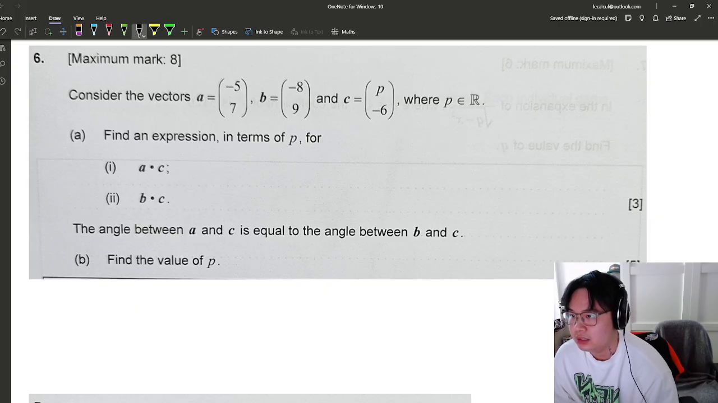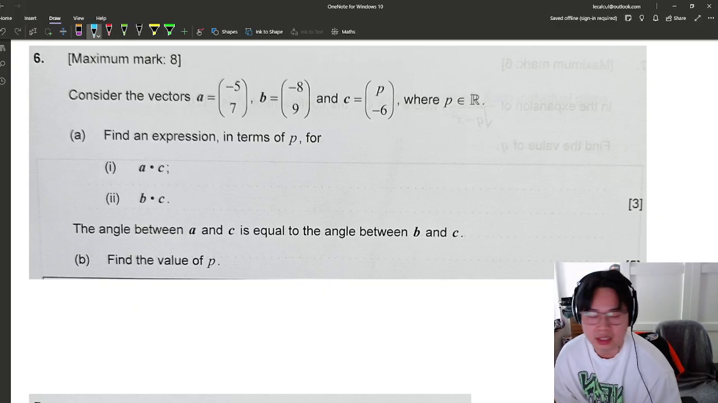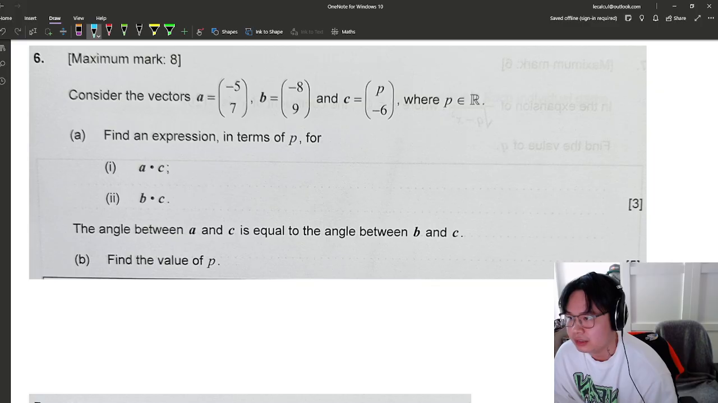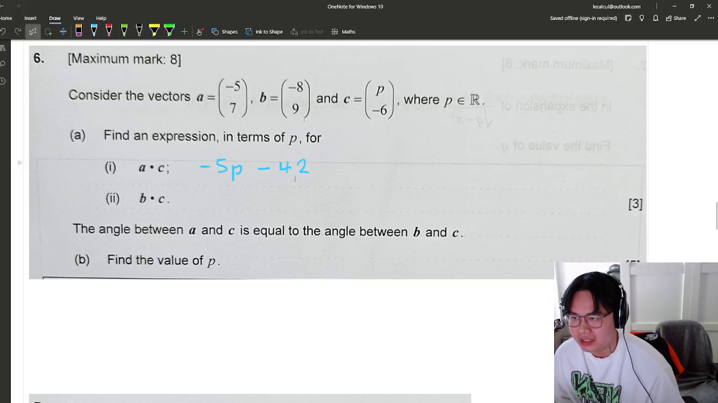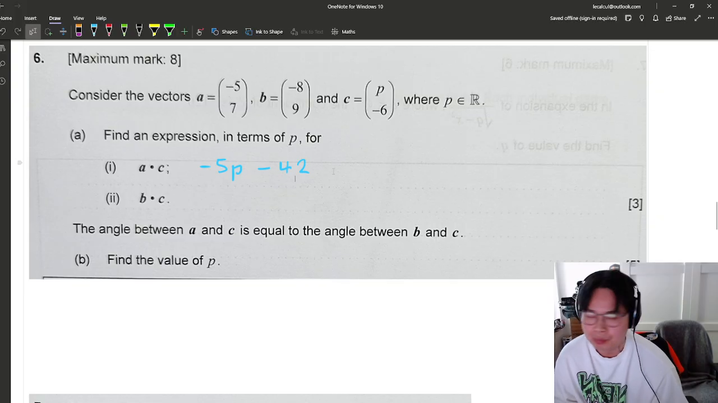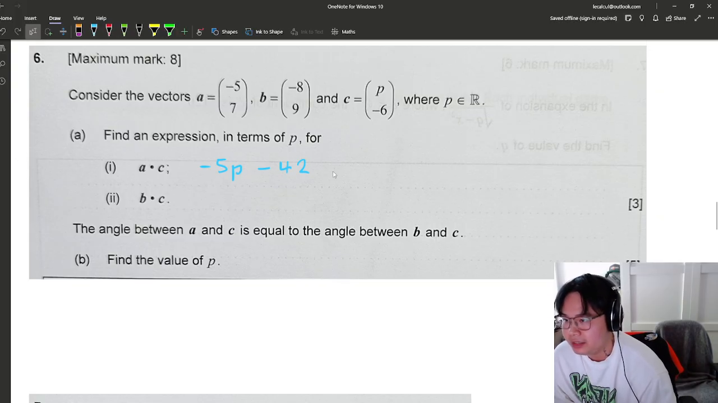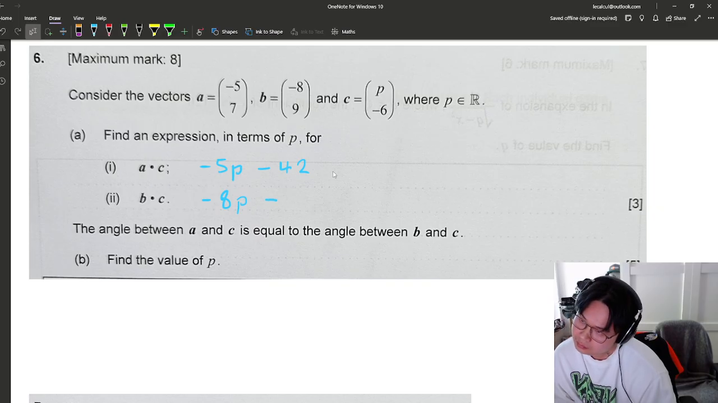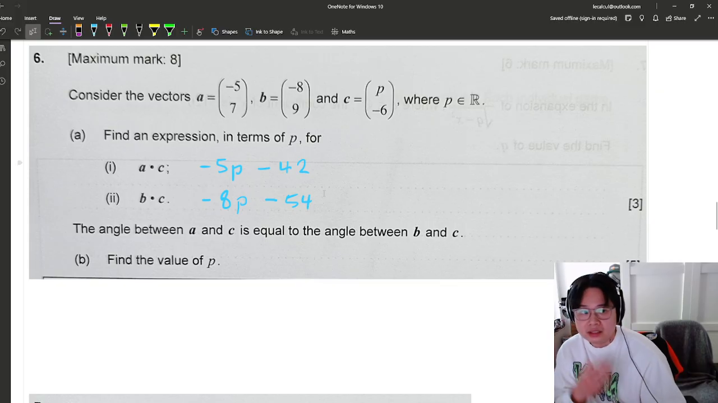Okay, let's see. ABC vectors, find their dot products, scalar products. So negative 5p minus whatever this is, 42. So just take the components, multiply them together, and then sum them all up. Nothing crazy. That's 9 times 6, 54. Okay.